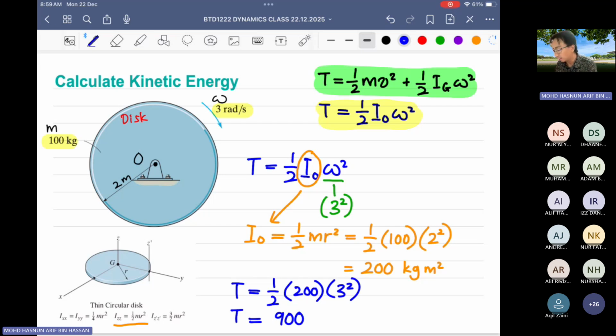Who knows what is the unit for kinetic energy? In fact, the unit for all energy. Energy has only one unit. All types of energy have the same unit. So what is the unit for energy? Joule. Yes, correct. So the unit for energy is joule. Do not forget the unit. Whenever you do the calculation, you have to put in the unit. So this is the answer for the kinetic energy of this disk, which is 900 joule.